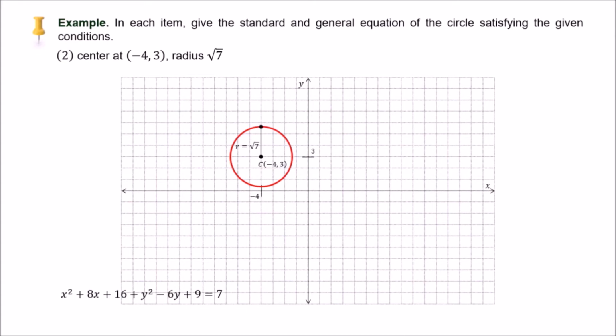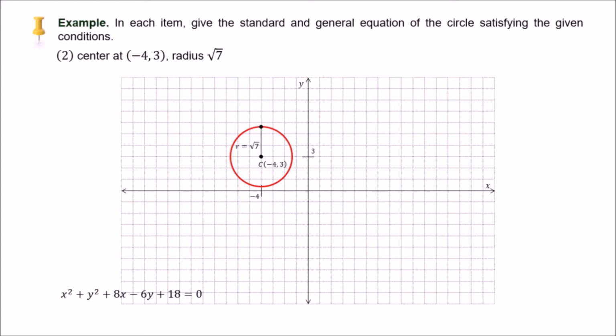Now, proceed. We'll transpose 7 to the left-hand side of this equation to make it negative. And to simplify further, we'll combine like terms. Since the only terms that we can combine are the numbers 16, 9, and -7, we'll add these terms: 16 plus 9 gives us 25, and 25 minus 7 is 18. This is the general equation for this particular circle.